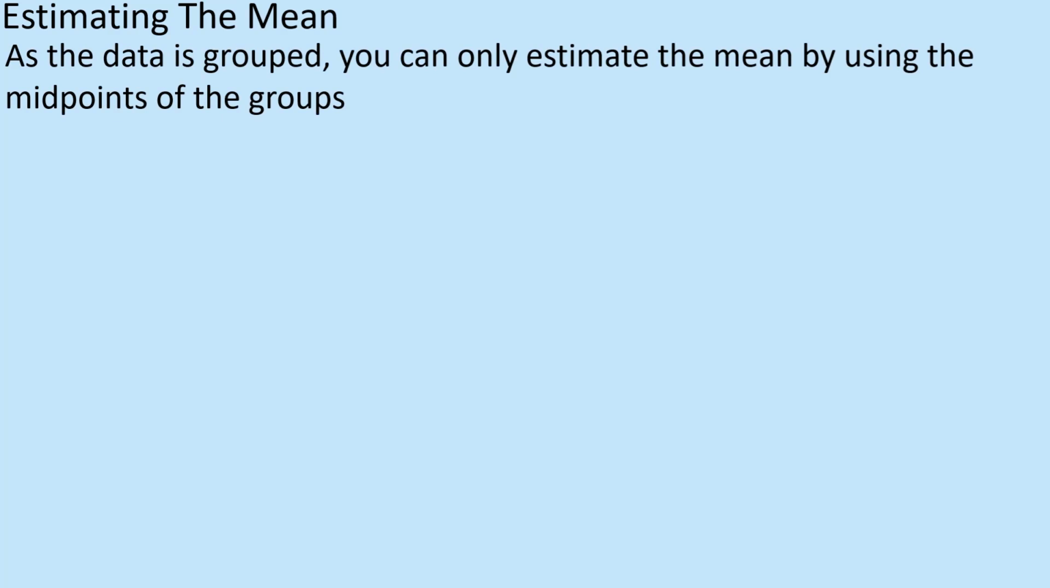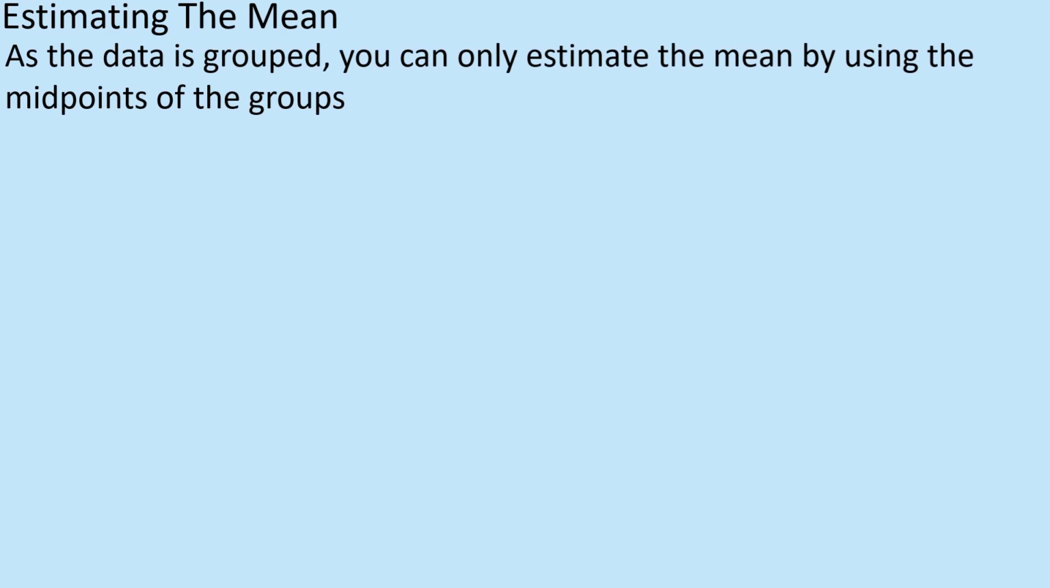The reason we're saying estimating the mean is because our data is grouped, we can't have an actual answer because we don't know what all the numbers are that we're given. We just know that each sits within a specific range. So if you're asked a question which asks you to estimate the mean, this is the method you're going to use. We can't look at the actual value, so we're going to look at the midpoints.